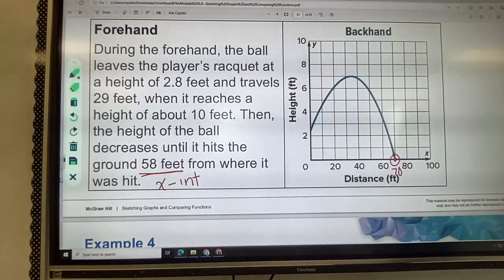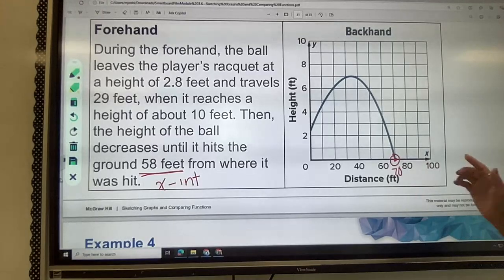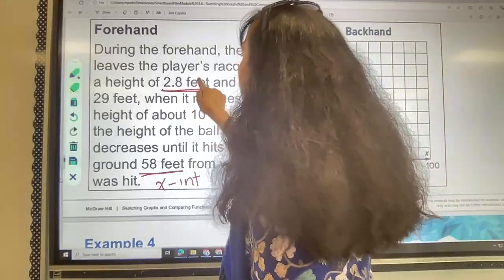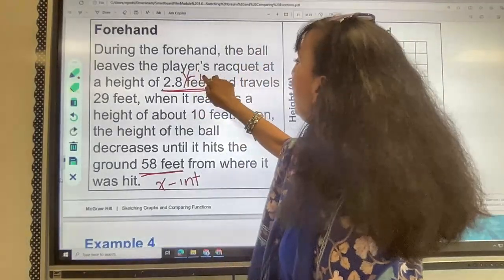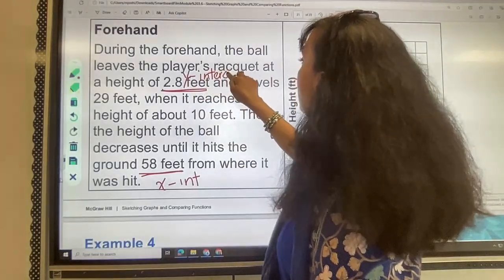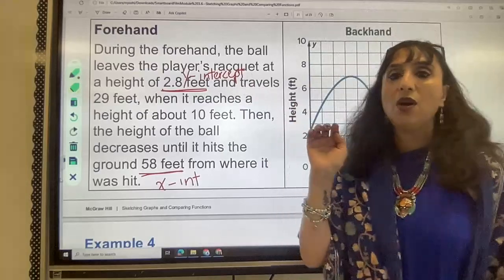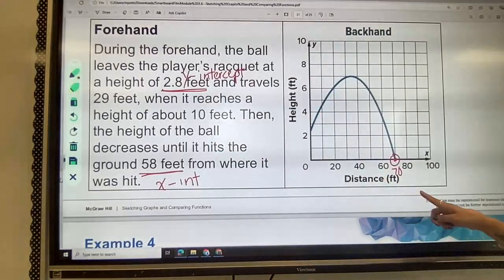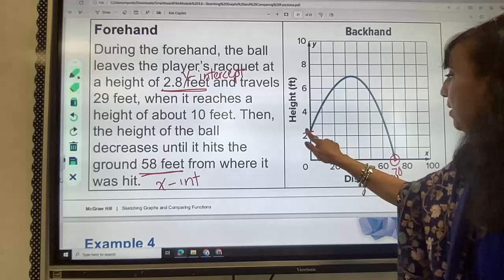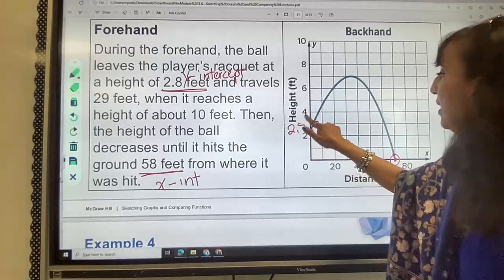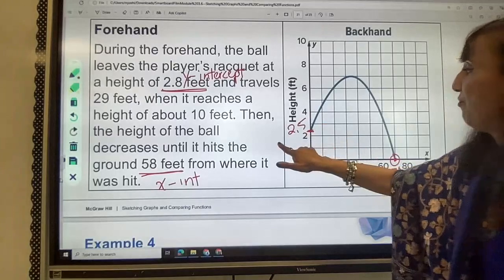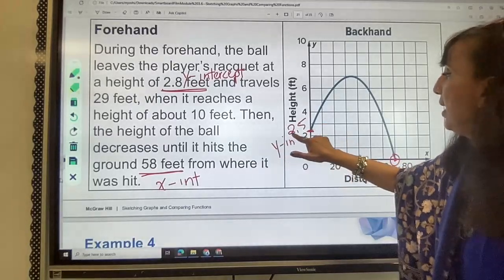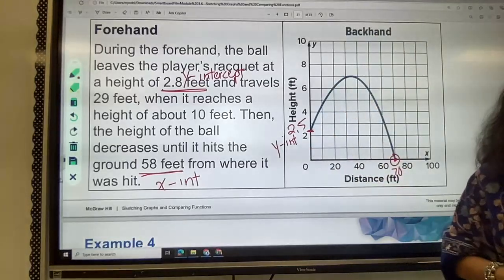Let's look at the y-intercept. The ball leaves the player's racket at a height of 2 8/10. So this one here is my y-intercept, (0, 2 8/10). That's the ordered pair. Let's look at the backhand. This is at how much? 2 5/10. So this is (0, 2 5/10). This is my y-intercept in the backhand. We're comparing the two.